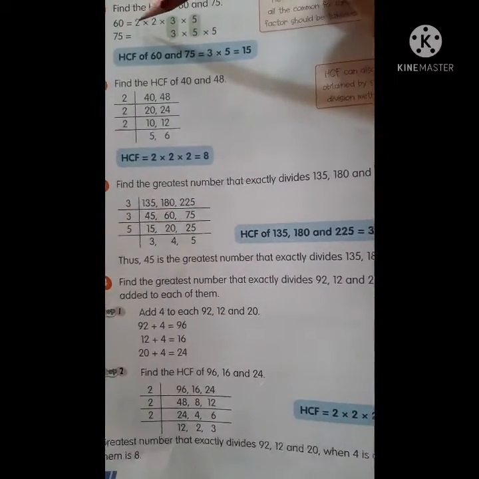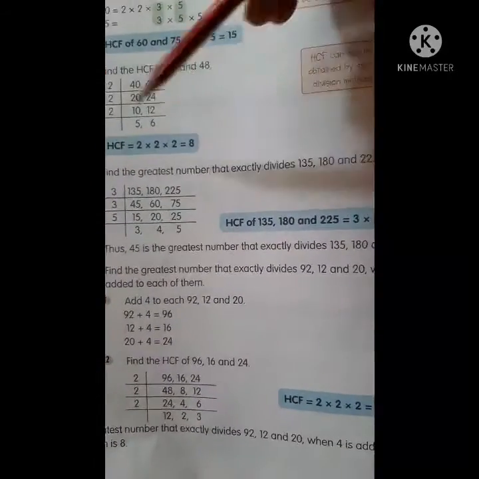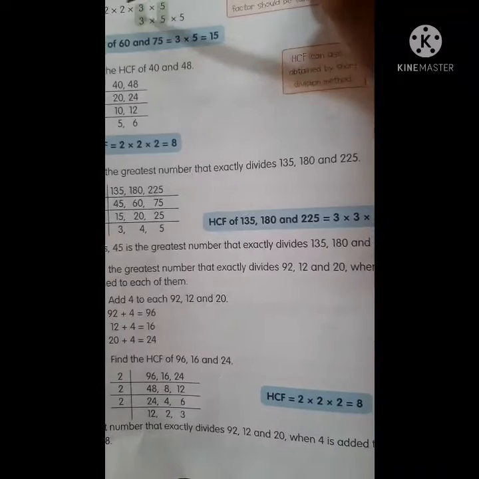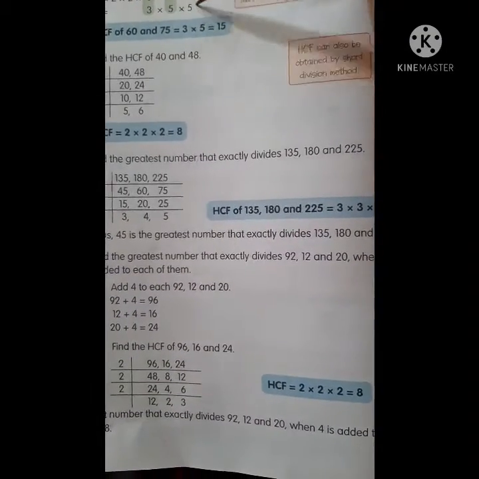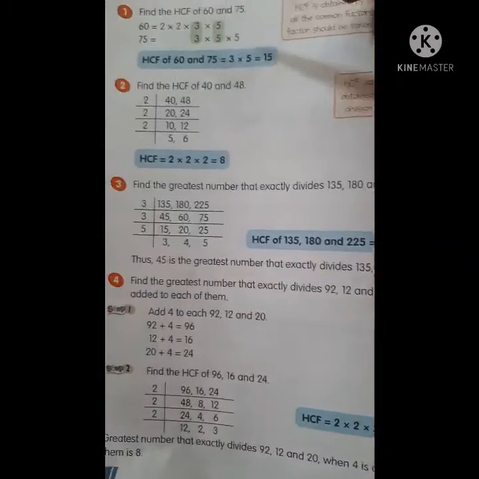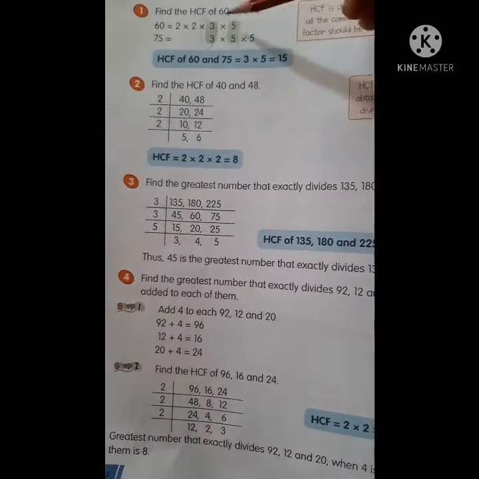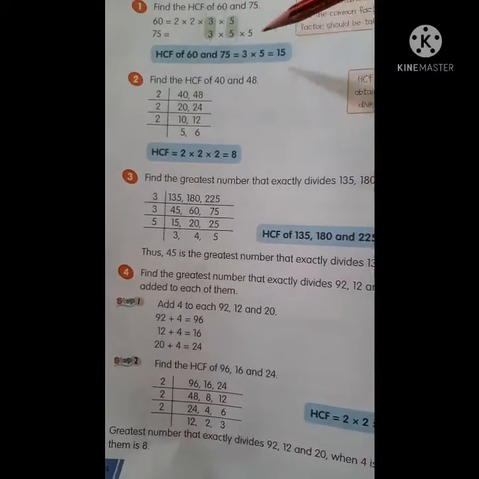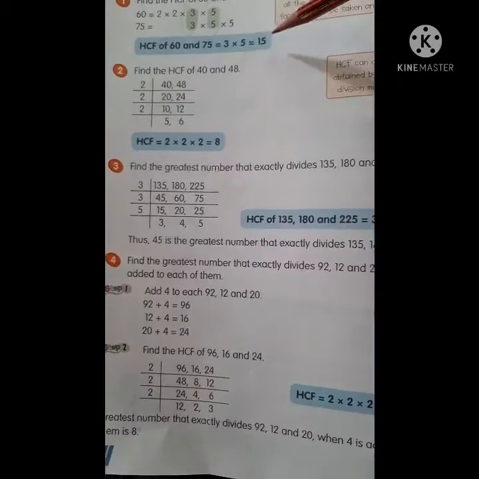Let us see here, find the HCF of 60 and 75. For 60, if we do this method, we will get 2 into 2 into 3 into 5, and for 75 we will get 3 into 5 into 5. Then why is this green? Because this is common in both. What is common? 3 and 5 are common in both. So HCF of 60 and 75 equals 3 into 5, equals 15.